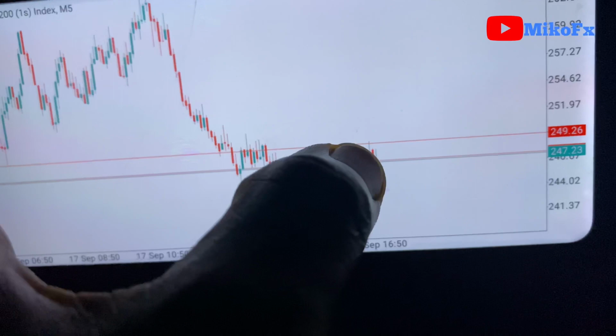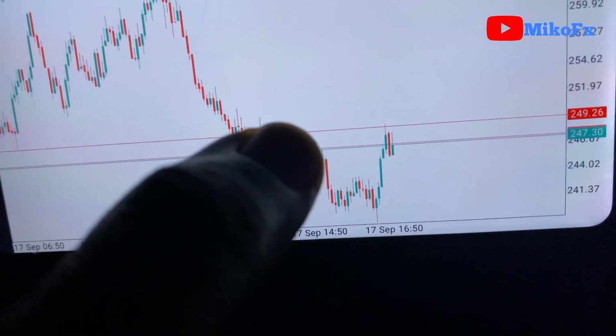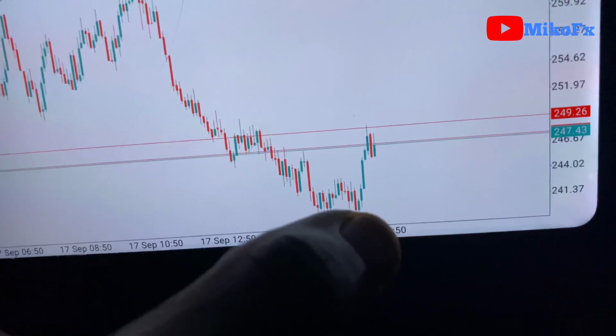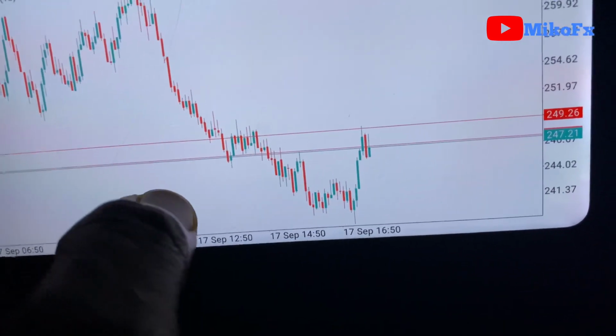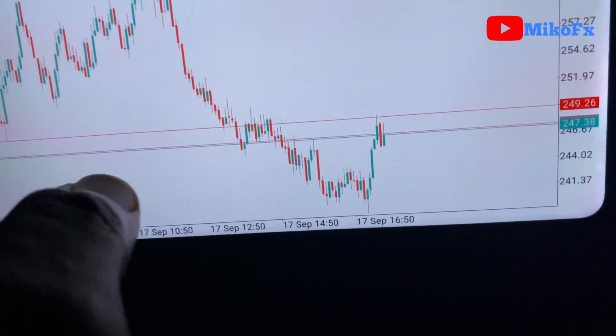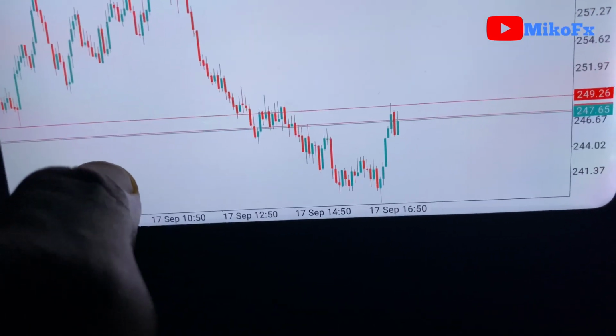Actually, I should have entered a sell at this level, but I was not looking at the chart at the time it got to that level. So by the time I looked at the chart again, it had reversed already. I'm expecting it to still test that level and reverse back. But if it doesn't, then this is just a missed opportunity, guys. That's one of those things.